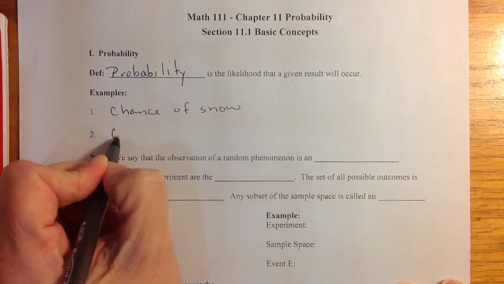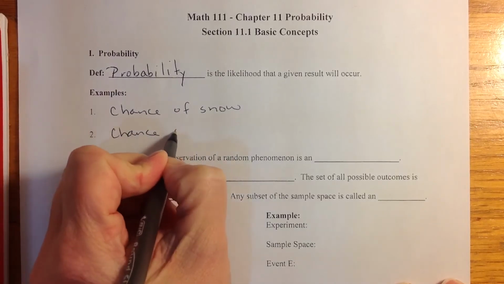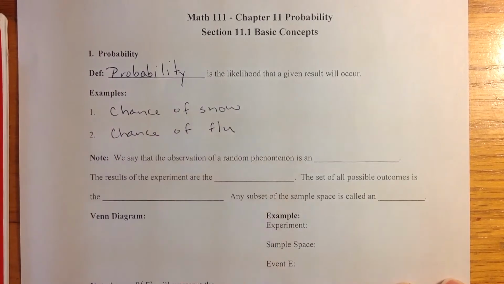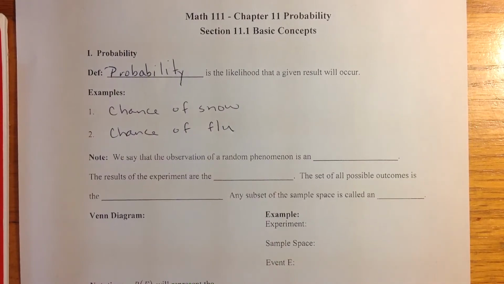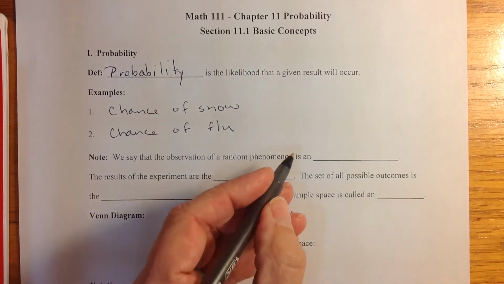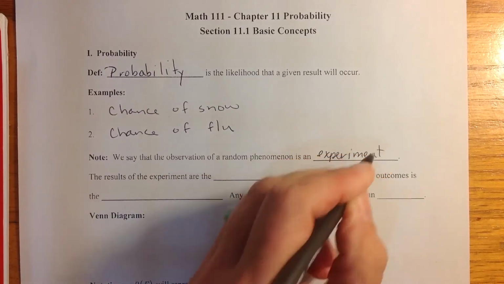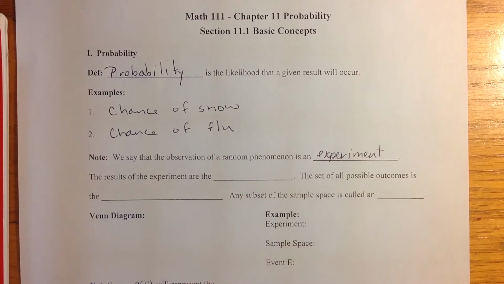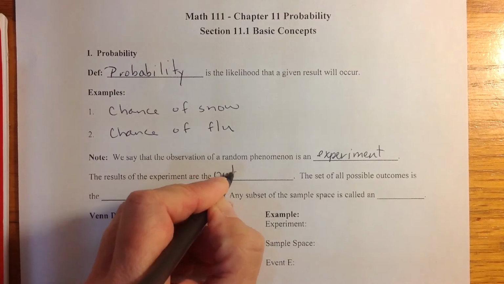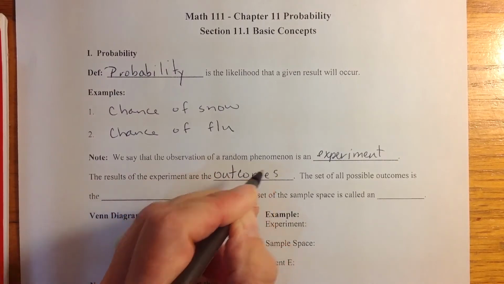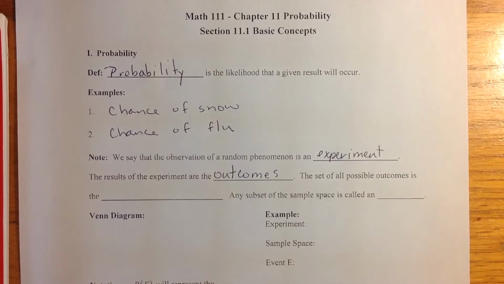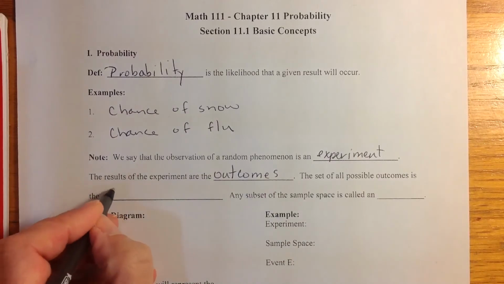We can also talk about the chance of flu. During flu season, what is the likelihood someone will get the flu? We say that the observation of a random phenomenon is an experiment. The results of the experiment are the outcomes. How it will play out. What are the possibilities? The set of all possible outcomes is the sample space.